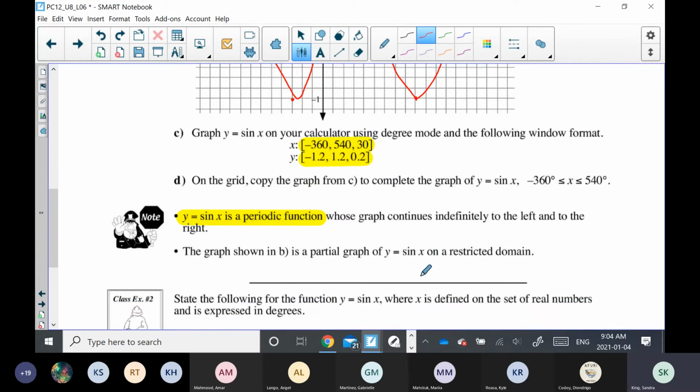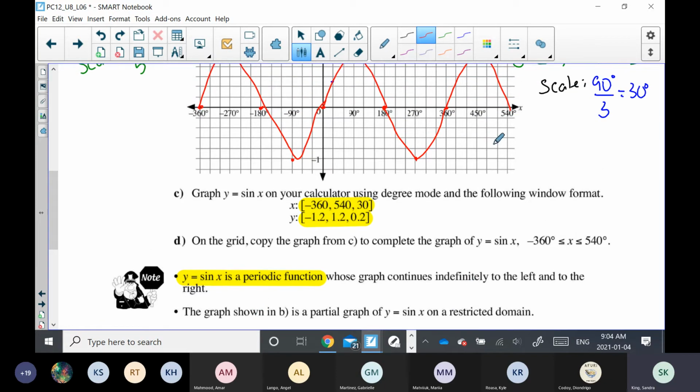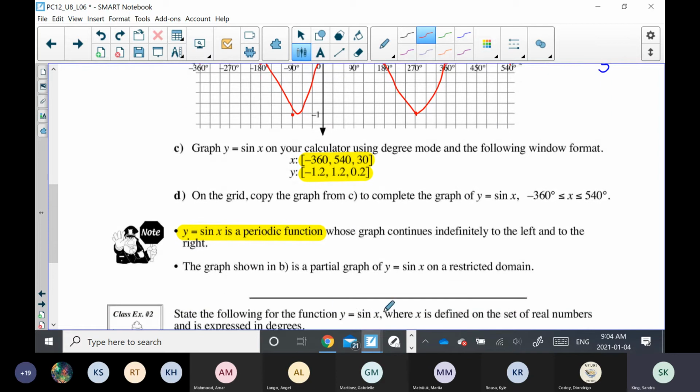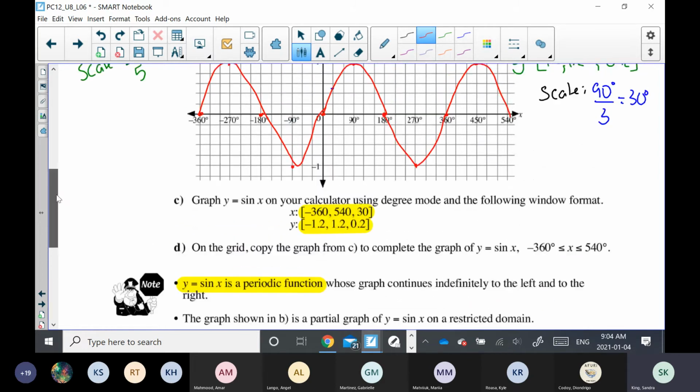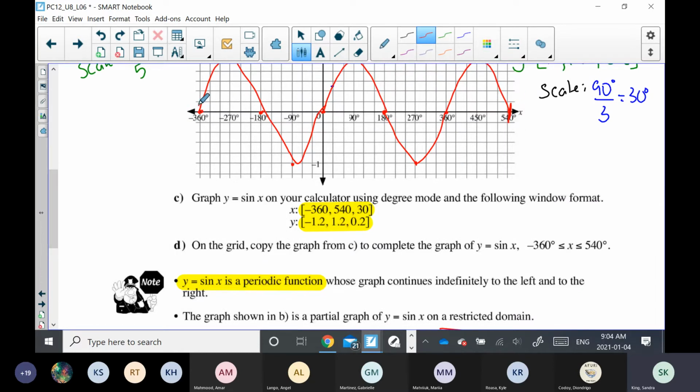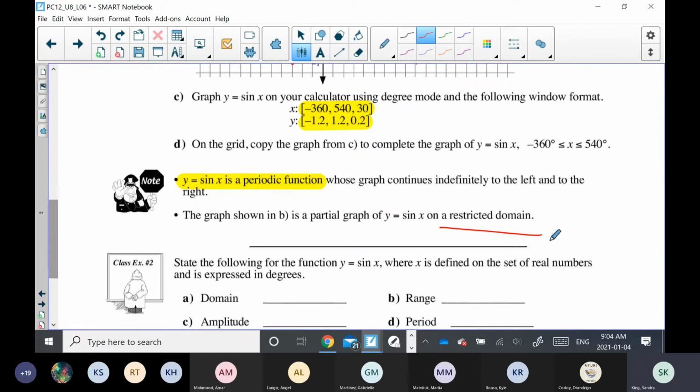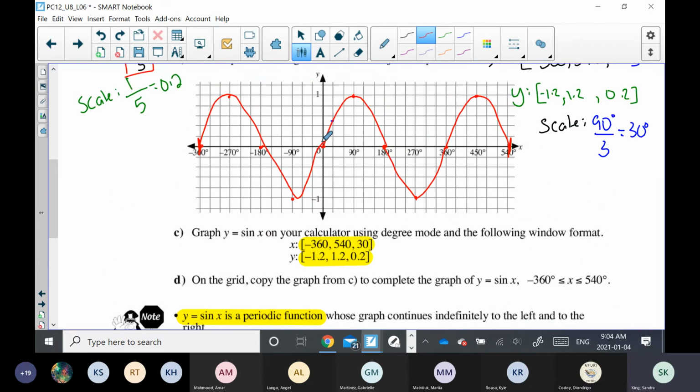Okay, so y is equal to sine of x. It's a periodic function. The graph of y is equal to sine of x continues indefinitely to the left and to the right. The graph that I gave you, the one up here, was on a restricted domain. The restricted domain for this graph, basically, they want your x value to be less than or equal to 540 degrees and greater than or equal to -360 degrees. That's the domain that they wanted the graph to be drawn on. But remember, because it's a sinusoidal function, it just would continue forever indefinitely to the right and forever indefinitely to the left.